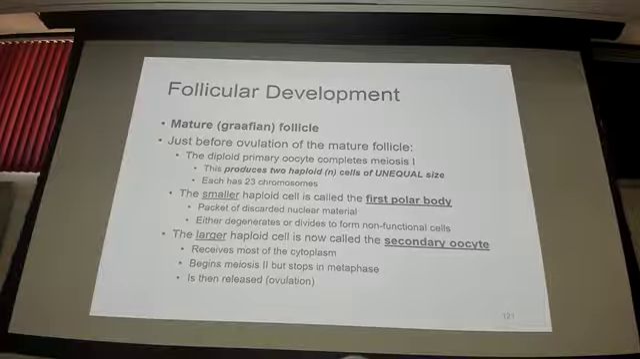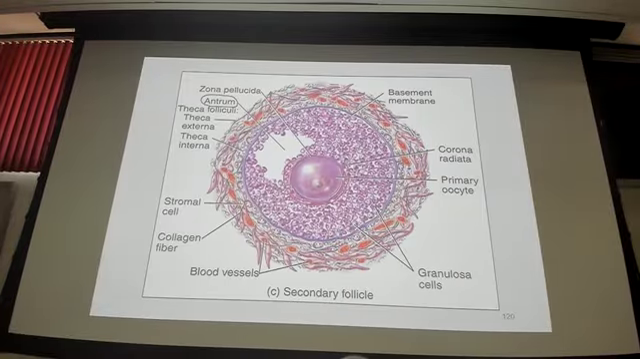So, remember, we're still at a secondary follicle and a primary oocyte, right? So again, keep these straight. The secondary follicle still contains a primary oocyte, okay? So it still contains a diploid structure.